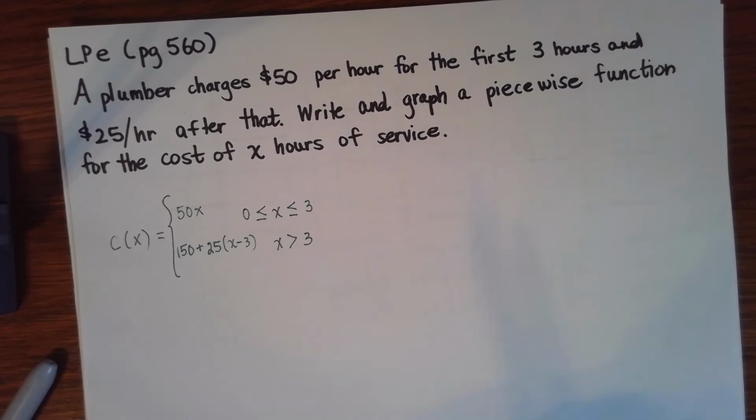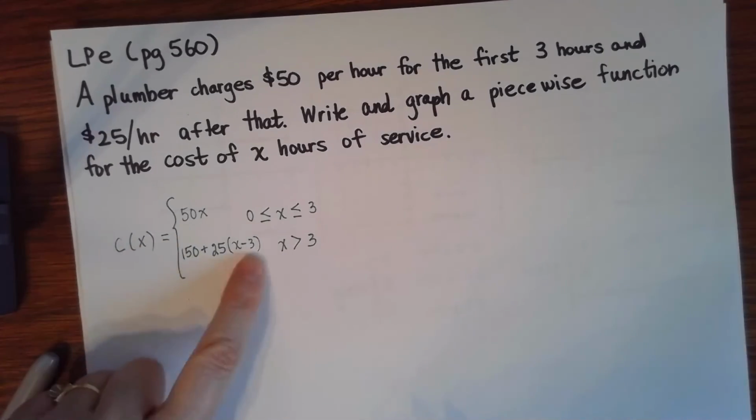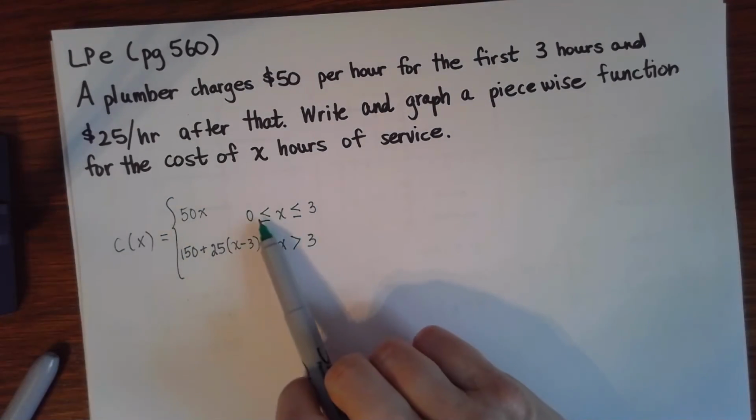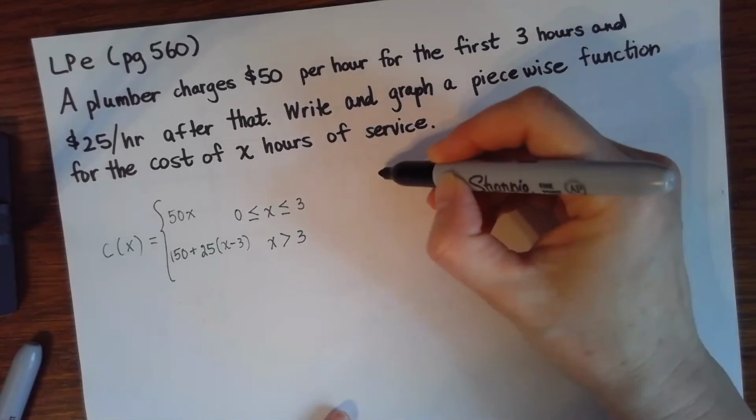So when you have problems like this in your homework, really resist the temptation of thinking that you can just do 25x on the second one. These are additional hours above and beyond the first set of hours. All right, so now that we have a nice function, we can go ahead and graph it.